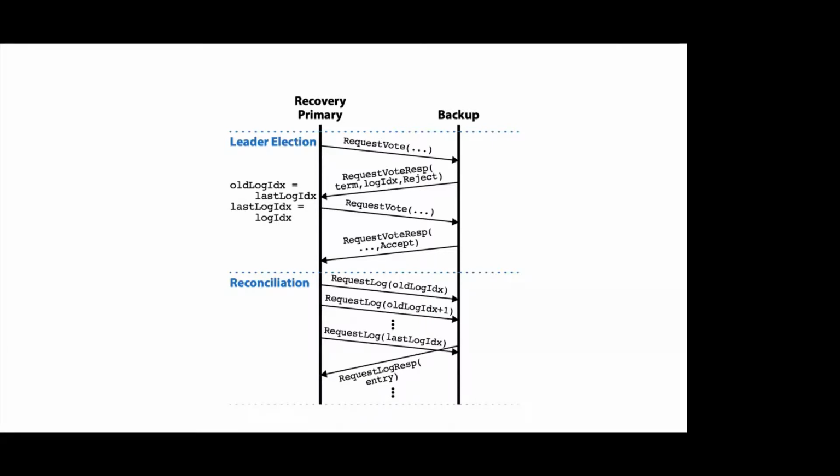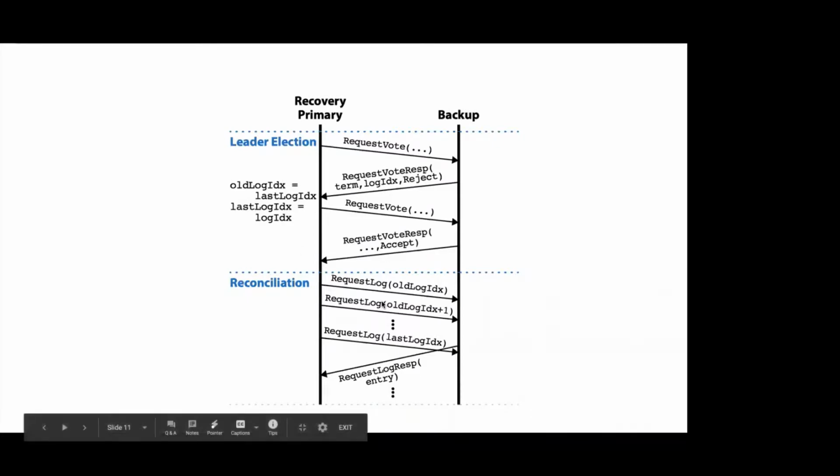Once the leader election happens, the newly elected primary compares those two values, the old log index and the latest log index. If it sees that there's a gap, it starts a log reconciliation process, which is nothing but sending calls to the backup to send across all the logs that it has missed. So that's what's happening in the second part of this image. A log reconciliation process is happening. The log request is sent to the backup, and the backup reverts back with the log entry.